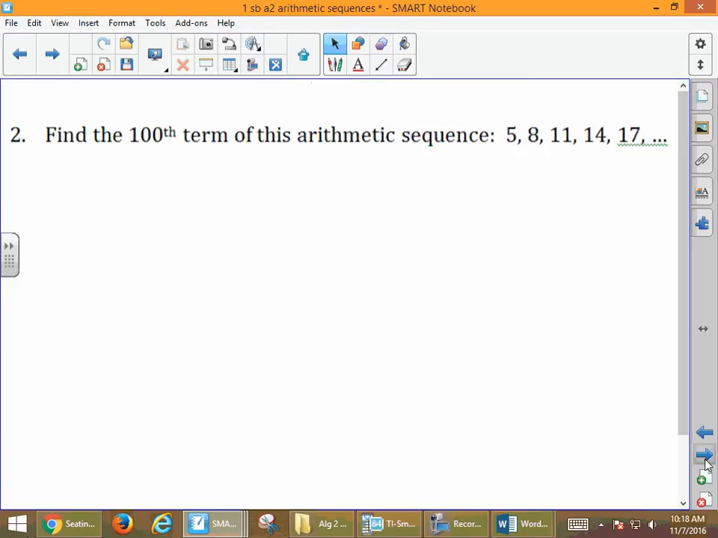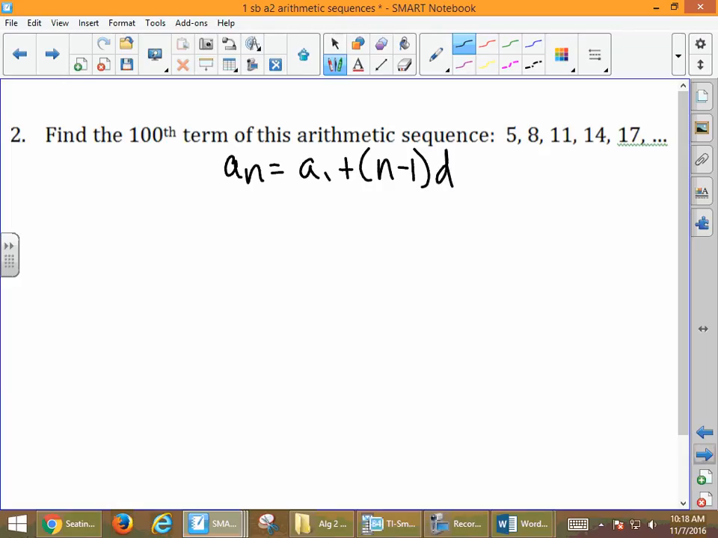Problem two, find the 100th term of this arithmetic sequence. So hopefully you can still see your formula up there, but let's look and see what we know. We got our formula: a sub n equals a sub 1 plus n minus 1 times d. And our first term. What's our first term in the sequence? First term is 5.